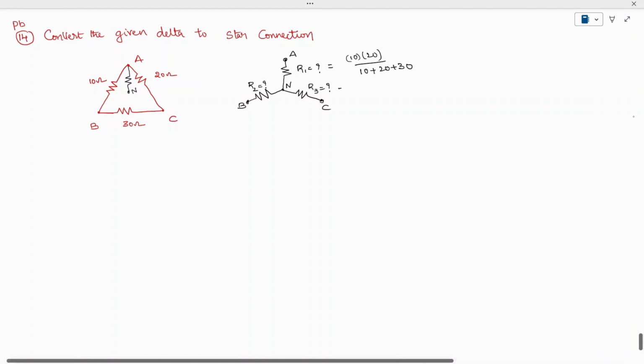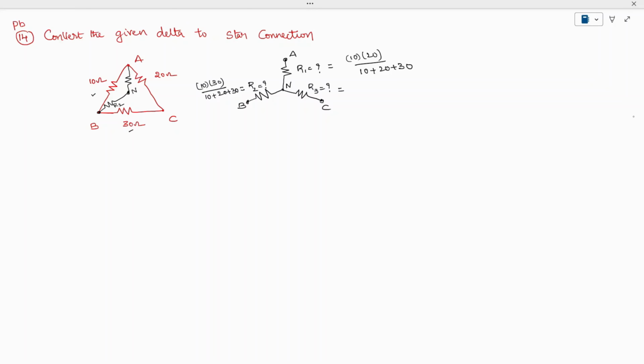So similarly, how to find out the R2 value? R2 means this one. So this resistor I need to find out. The name of this resistor is R2. So I want the center resistor. This black resistor, you have to carefully observe, is connected to which red resistors? One is 10 and 30. So this is nothing but 10 into 30 divided by 10 plus 20 plus 30.